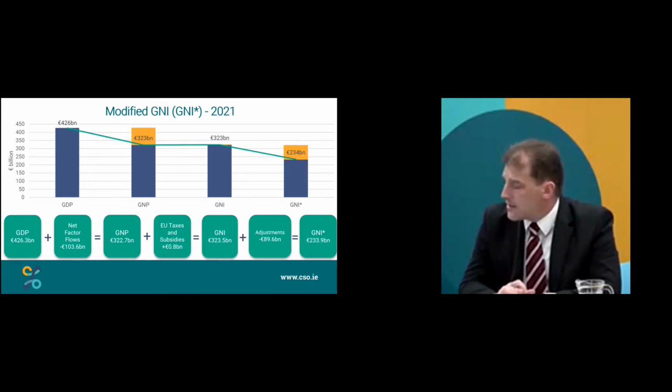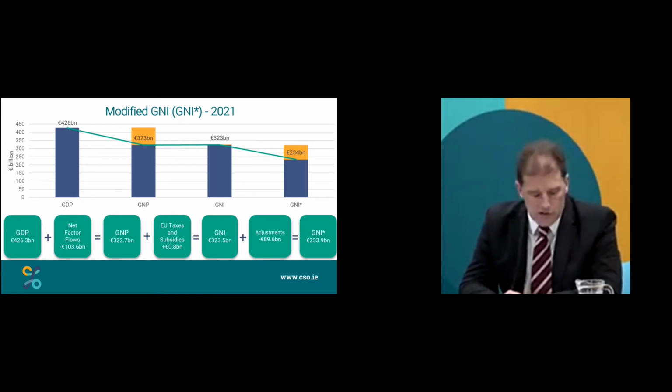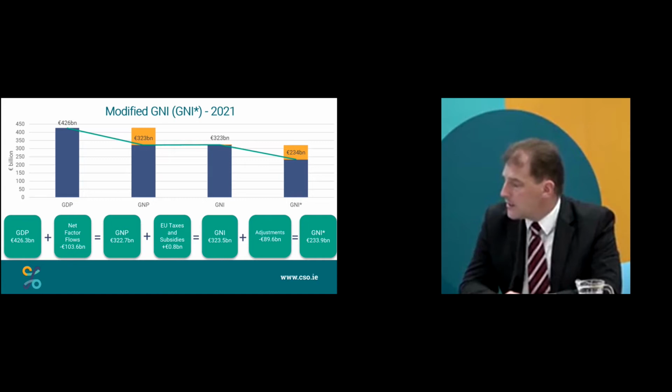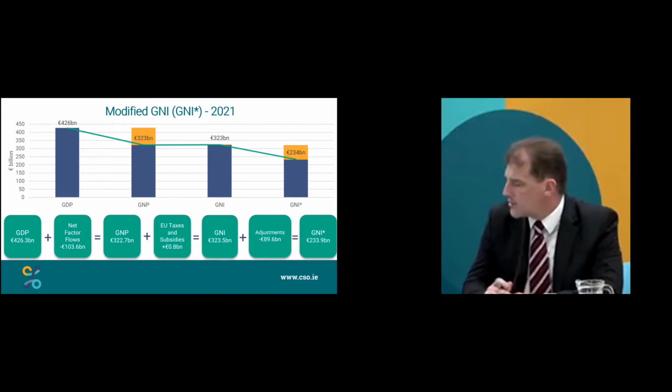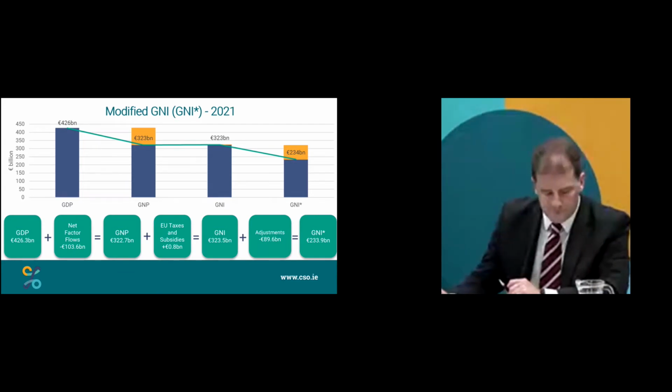And then the set of new globalization adjustments of nearly 90 billion to get us down to GNI Star of 234 billion. The globalization adjustments to make up the 90 roughly fall into 70 billion for the IP related depreciation, 10 for aircraft depreciation, and another 10, quite a large 10 for the PLCs in 2021. So that transitions us down from GNI to GNI Star at 234 billion.